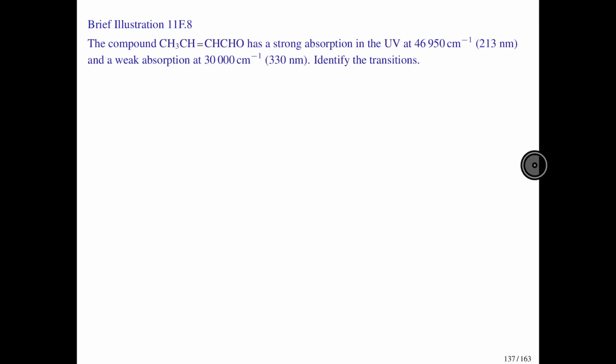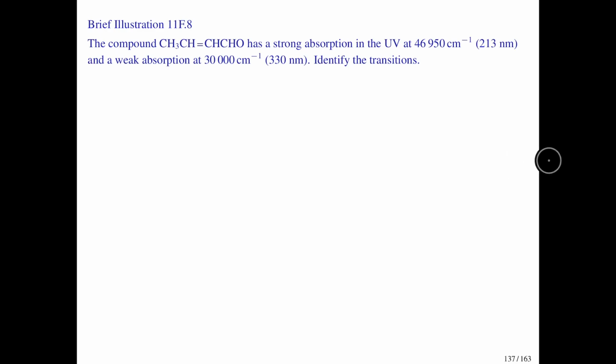Here they've given us a compound that contains a carbon-carbon double bond, and it looks like it's got a carbonyl in it. And then they list some of the transitions that you see in the UV spectrum. We see a strong absorption at 213 nanometers, and then a weaker absorption at 330 nanometers. What would those transitions likely be?